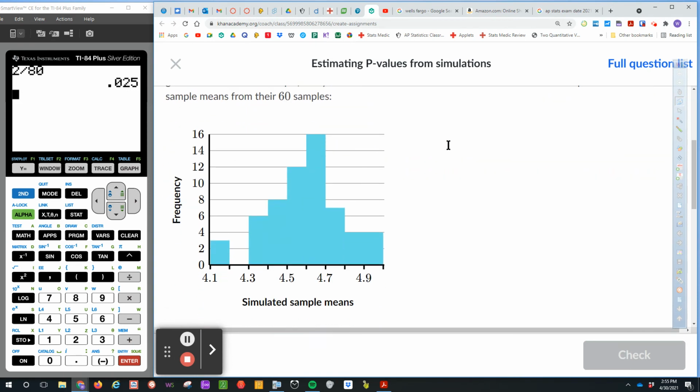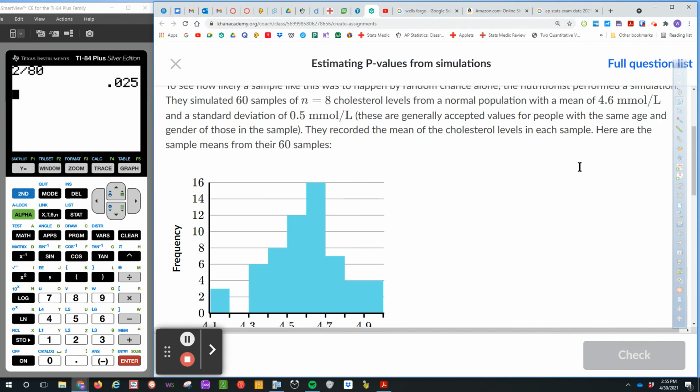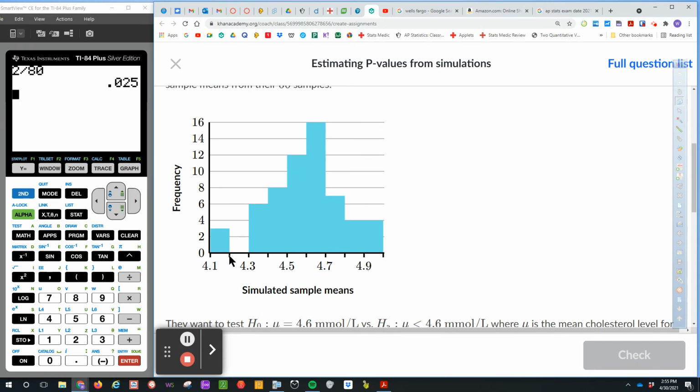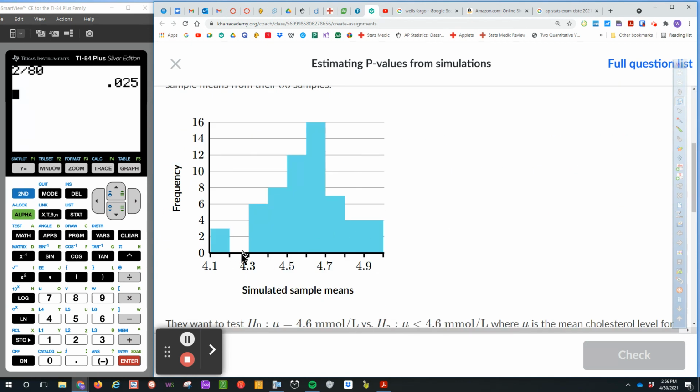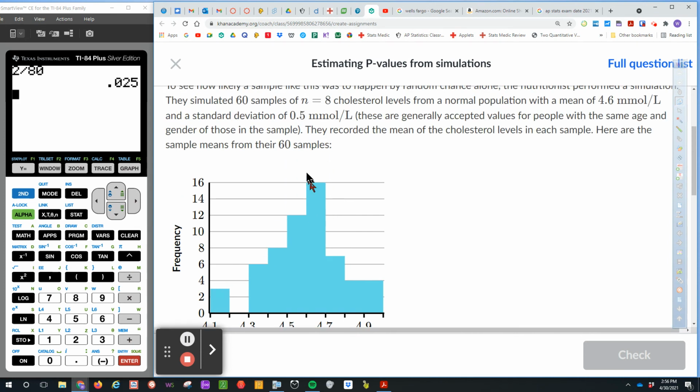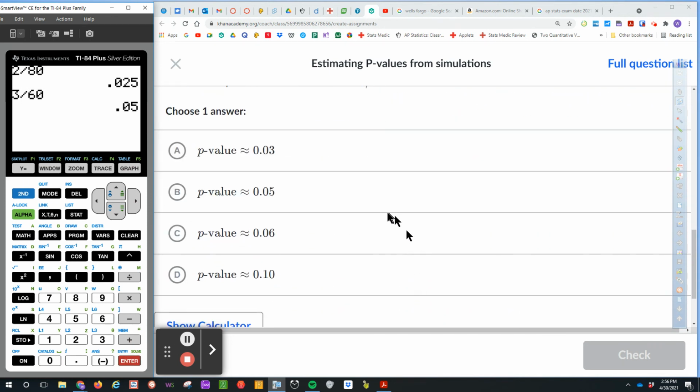Okay, so we can collect the 60 samples. Where is 4.28? So this is 4.1, 4.2, and 4.28 is about here. So how many samples are less? That's your suspicion: you suspected that your company's clients had below average, so below 4.6, but you got your sample mean to be 4.28. So let's see how often you have something that is less than 4.28. So right here, this is where 4.28 is, and less than that you have 0, 2, so 3. 3 out of how many? 60 samples. 3 out of 60 samples is 0.05, right?